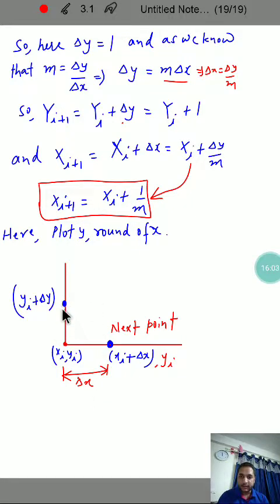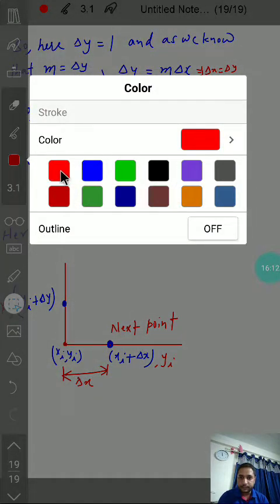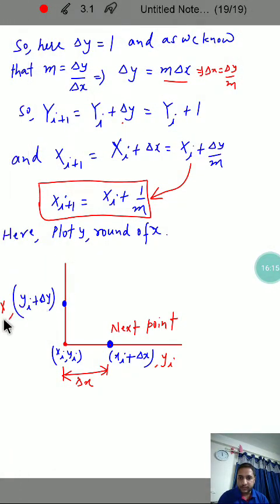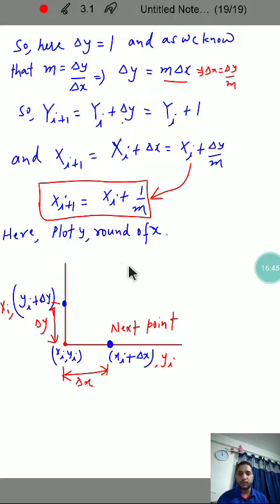And if we take the y direction, the coordinates for this are xi comma yi plus delta y, that is, there is an increment in the y direction only, so it will be delta y. Depending upon the slope, you will get your value of delta x or delta y.